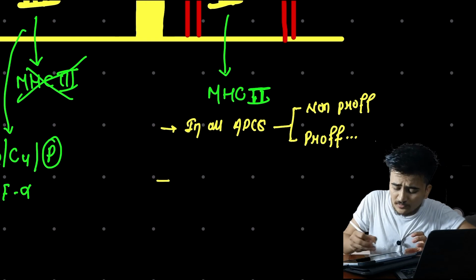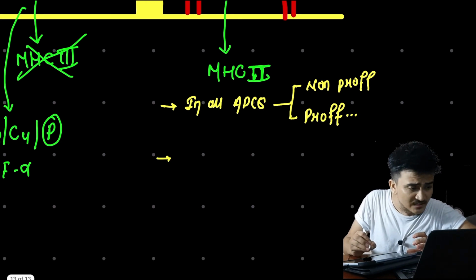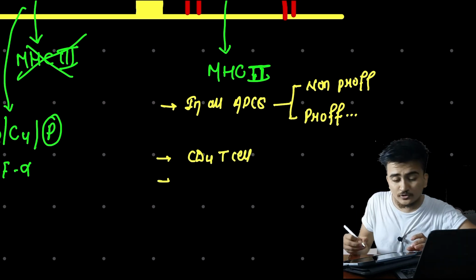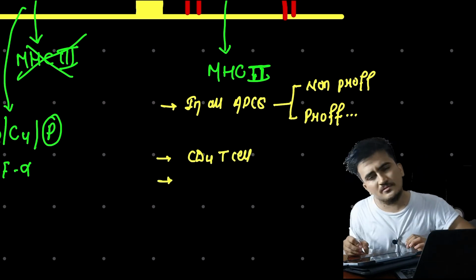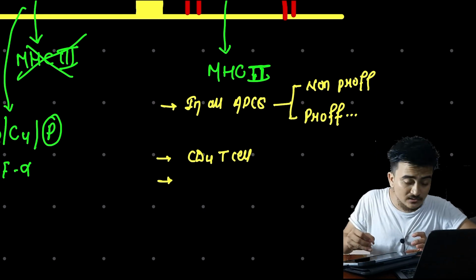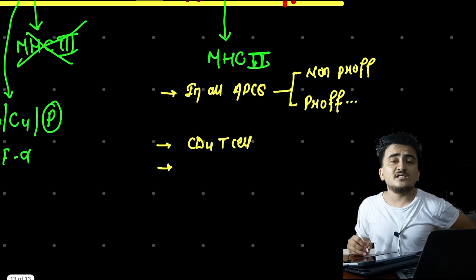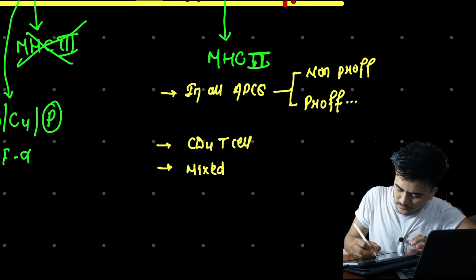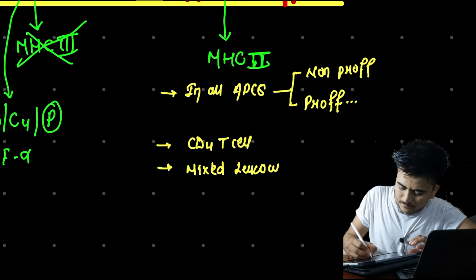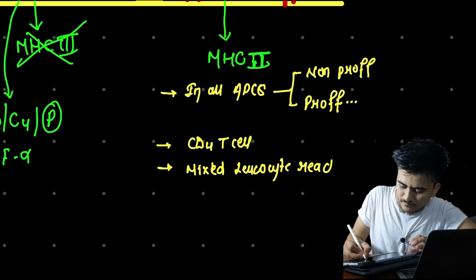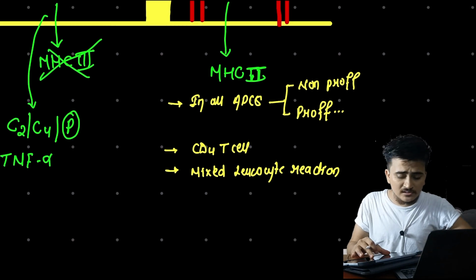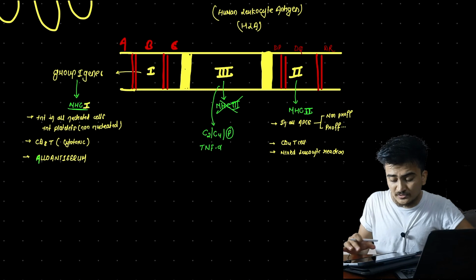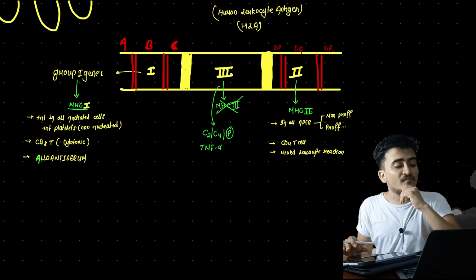Now, what is the role of MHC class 2? It activates CD4 type of T cells. And how can we detect MHC class 2 molecules? We can detect MHC class 2 molecules with the help of mixed leukocyte reaction. Okay, this was about MHC1 and MHC2 classes of MHCs.